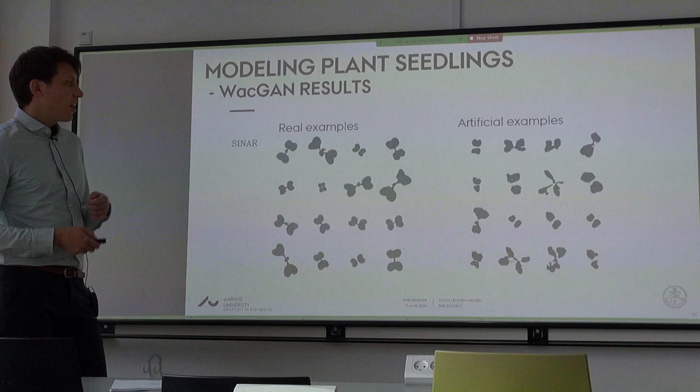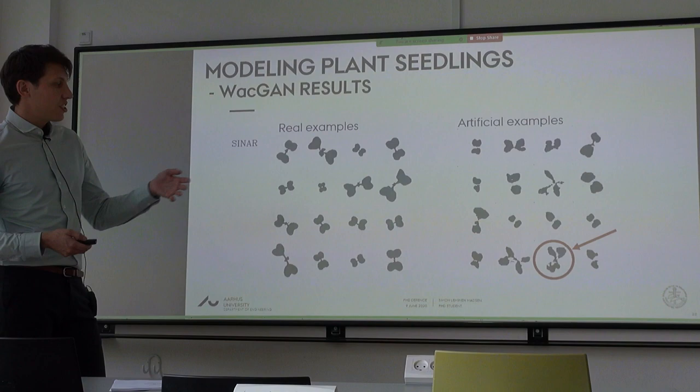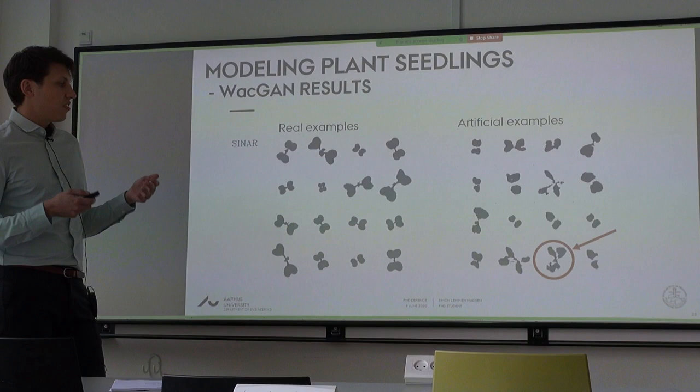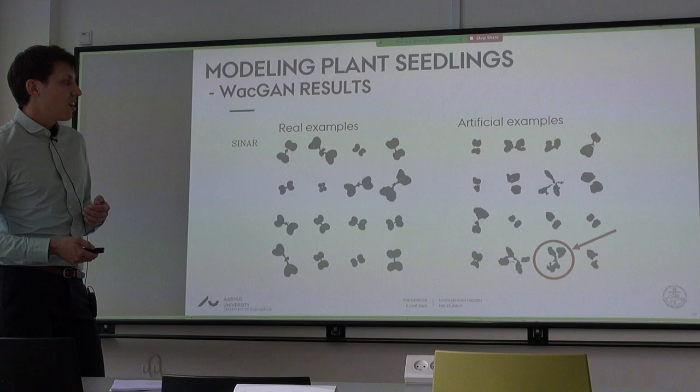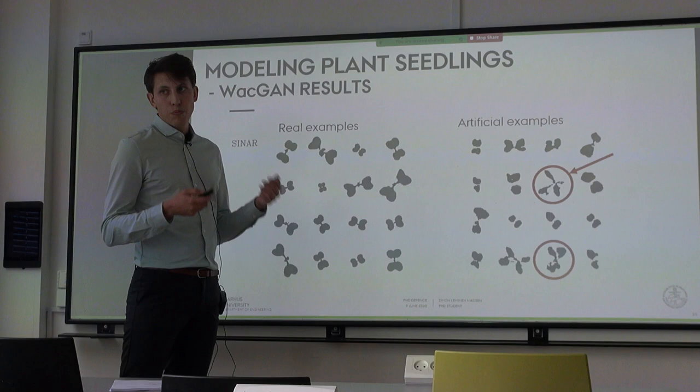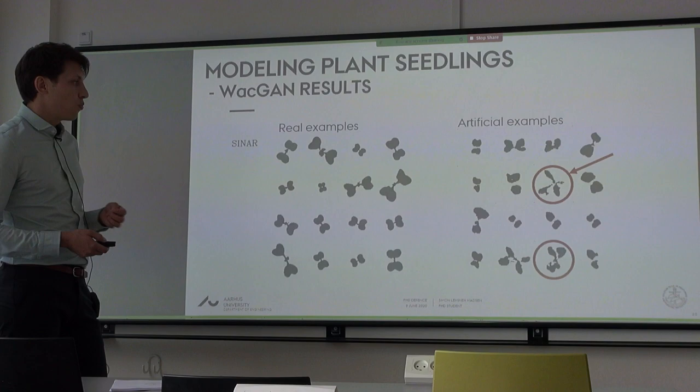Some other issues we can observe from these examples specifically is that in this sample down here, there seems to be a distortion in the leaves, and thereby this sample is a poor representation of plant seedlings in general. And the sample here in the middle seems to me, at least, to be a poor representation of the Cynar species compared to what the real images look like.